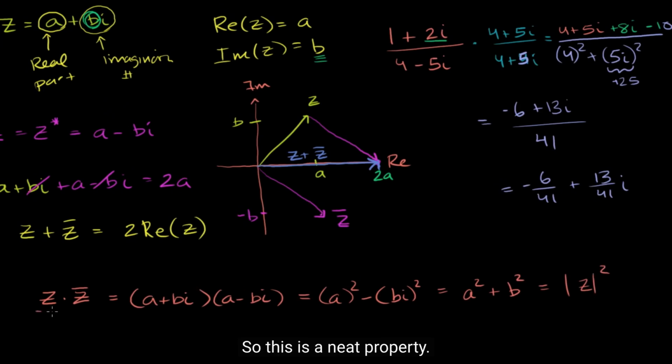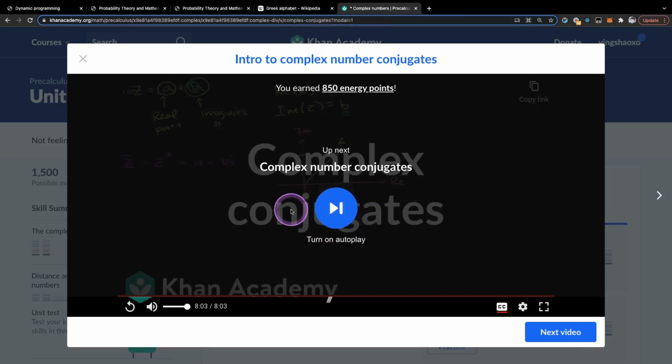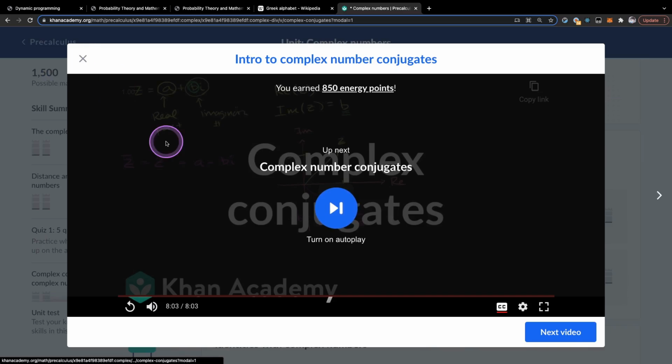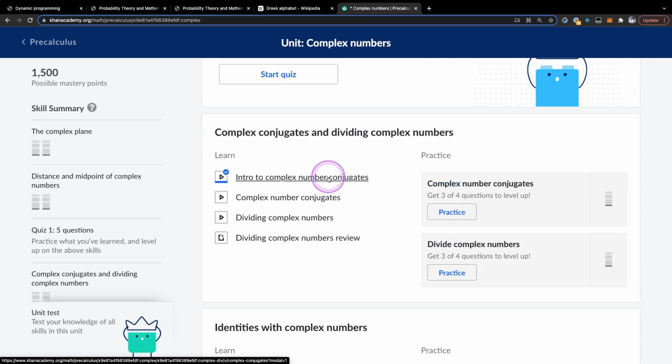So this is the neat property. This is what makes conjugates really useful, especially when you want to simplify division of complex numbers. Anyway, hopefully you found that useful. Okay, so what is the conjugate of a complex number? You just have to use the inverse sign of that imaginary part, and that's all. That's just a concept for the complex number.